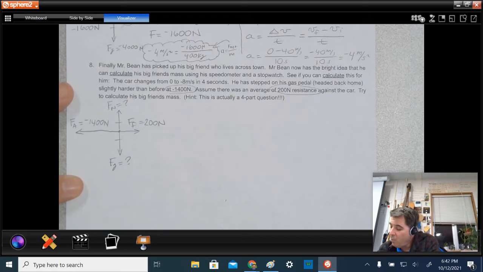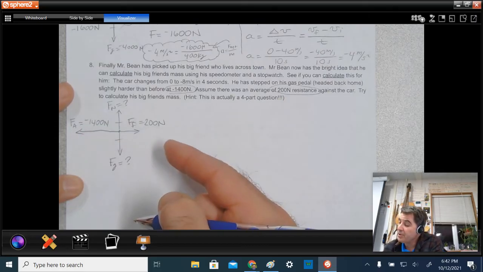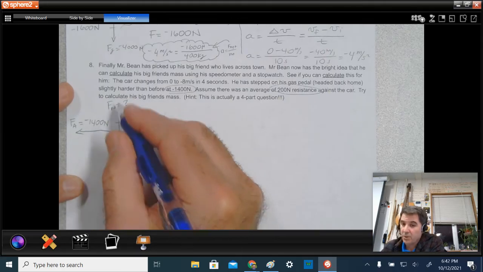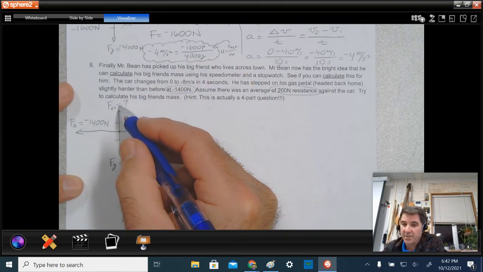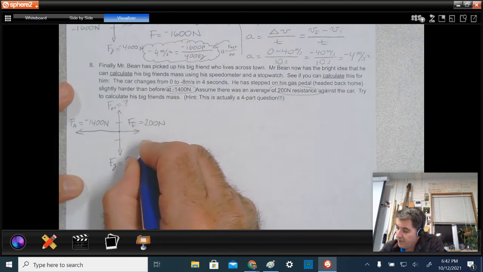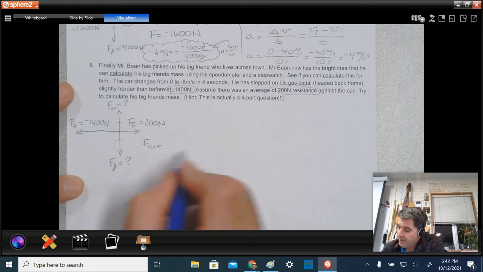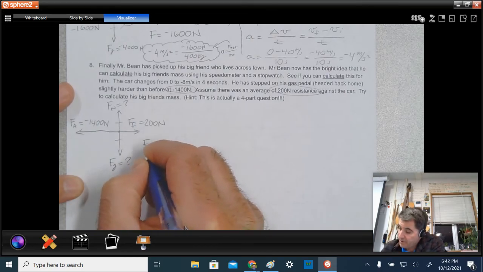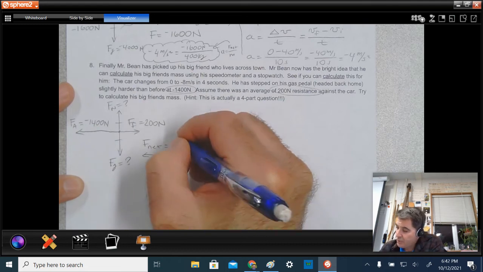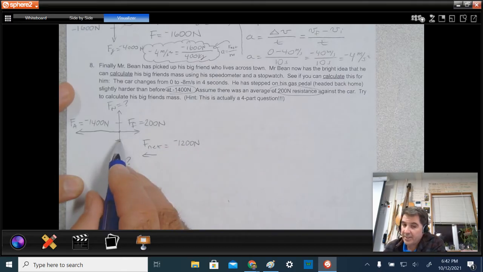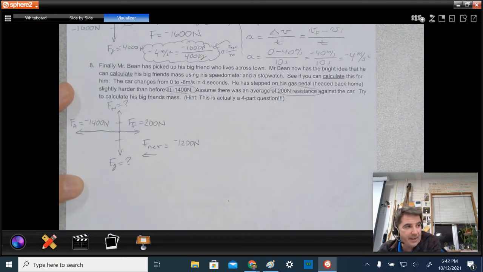So what do we know? We do know the net force. What's the net force? The net force in the vertical direction is 0. We don't know what these two are. We just know they cancel out. But the net force in the horizontal direction is to the left, right? Net force is to the left, and it's equal to a negative 1200 newtons. Now remember, the mass is not 400. The mass is different now. Okay, what else do we know?